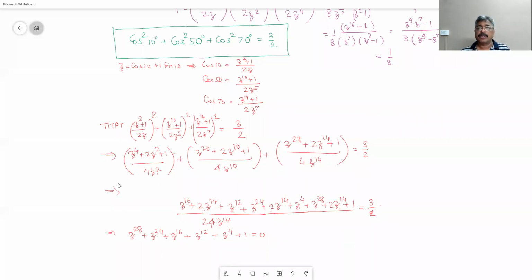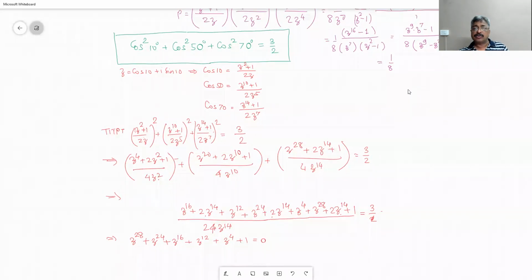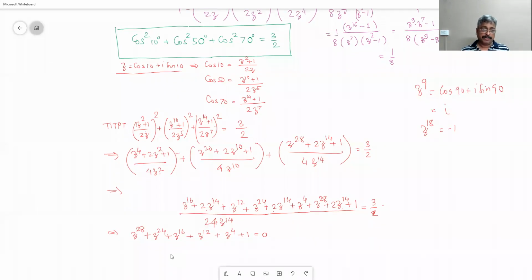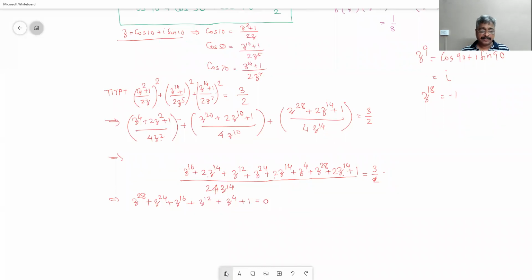Now z raised to, suppose I make it 9, what happens? Z raised to 9 is equal to cos 90 plus i sin 90, which is equal to i. Z raised to 9 is equal to i. Z raised to 18 is equal to minus 1. These are the identities that we have because we have assumed z is equal to this. So now we can further reduce this polynomial by using these identities.